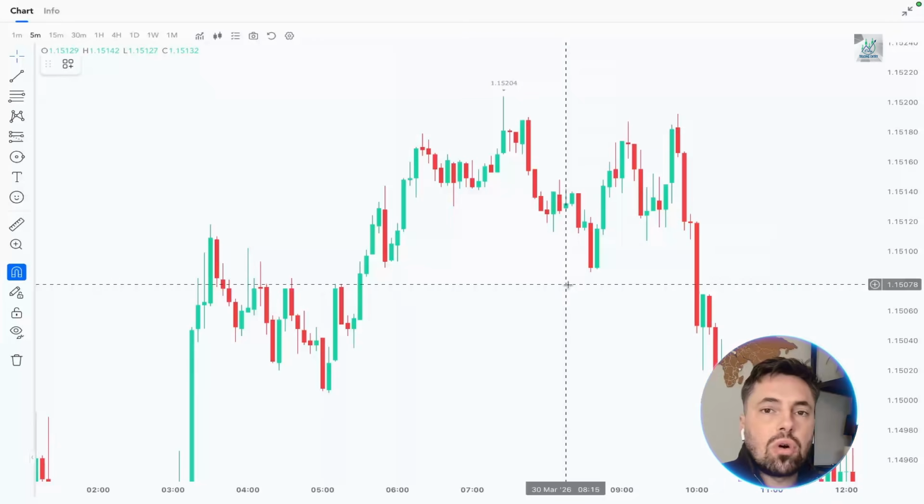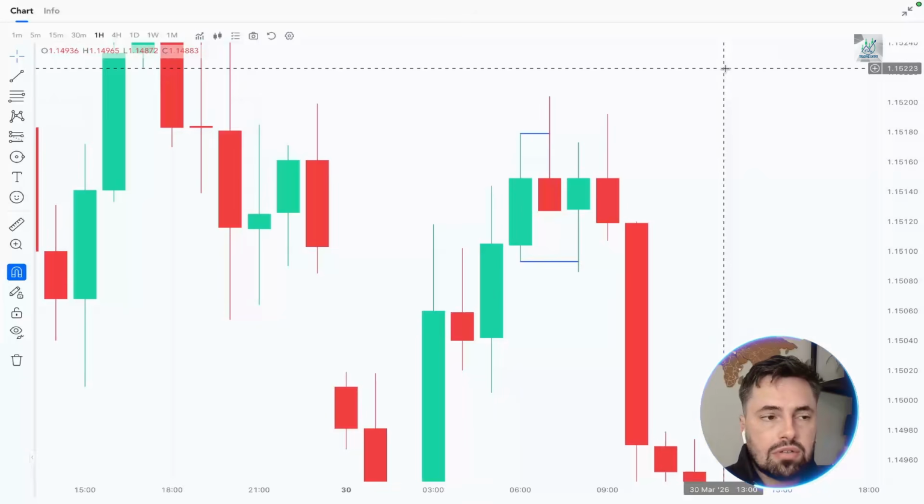CSD stands for change in state of delivery. It's the confirmation that tells me the manipulation phase of the 3-candle pattern is complete and the delivery is beginning. So for this example, I'm going to show you what that looks like.